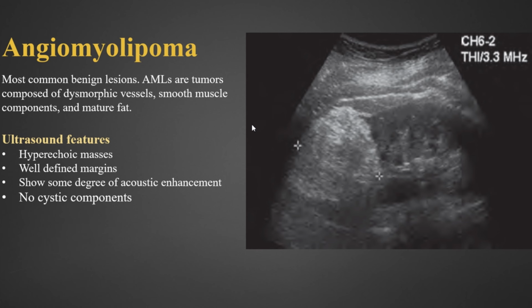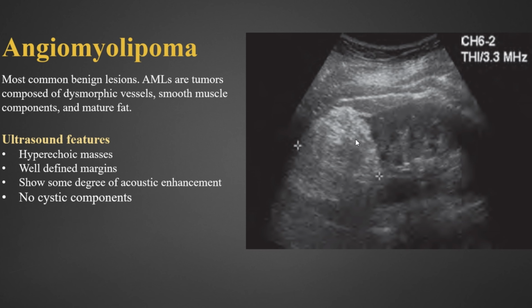And now we are going to discuss the angiomyolipoma, and it is the most common benign lesion. Angiomyolipomas are tumors that are composed of dysmorphic vessels, smooth muscle components, and mature fat. On ultrasound, the angiomyolipoma appears as a hyperechoic mass, and it has well-defined margins, and it shows some degree of acoustic enhancement, but it does not show any cystic component.